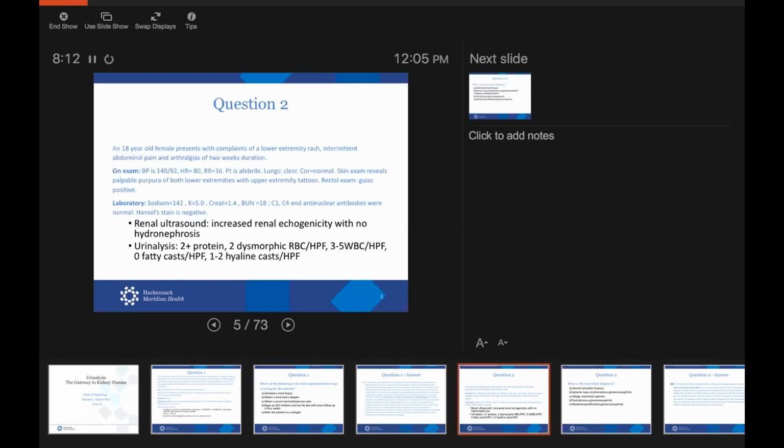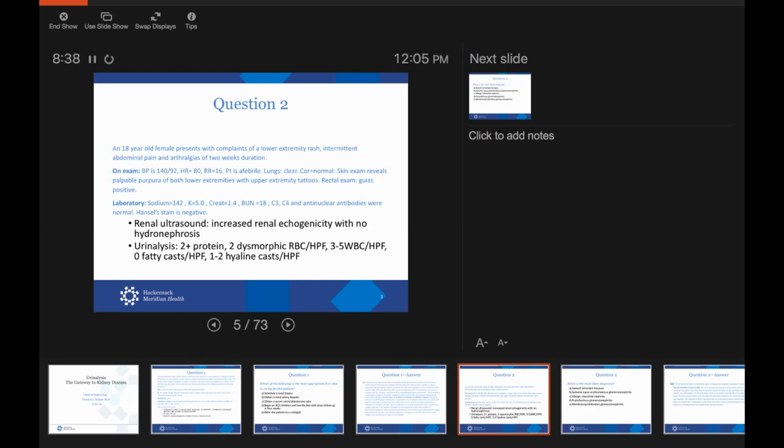Question 2. An 18-year-old comes into your office with a lower extremity rash. She has abdominal pain and some arthralgias for a few weeks. On exam, she's hypertensive, and she has palpable purpura of the lower extremities, okay? Creatinine's 1.4. Her C3, C4, and ANA were all normal, looking for lupus, right? Hansel stain is negative. Anybody know what that's used for?